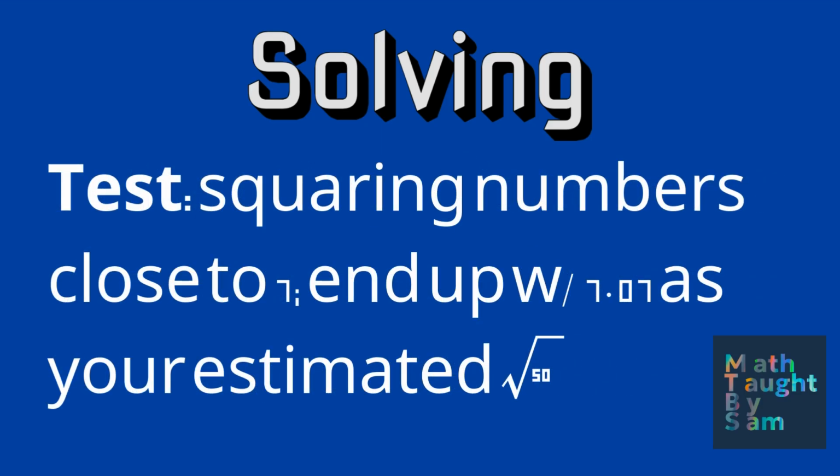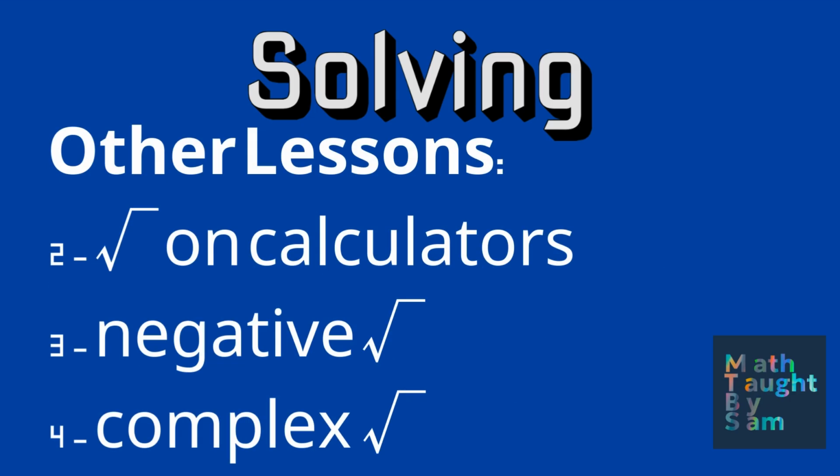You can test out numbers close to the integer 7 and eventually come up with 7.07 squared, which is about 50. So the estimated square root of 50 is about 7.07. You can use a calculator to be exact. Review Lesson 2 for square roots on calculators, Lesson 3 for the truth about negative square roots, and Lesson 4 for complex square roots on calculators.